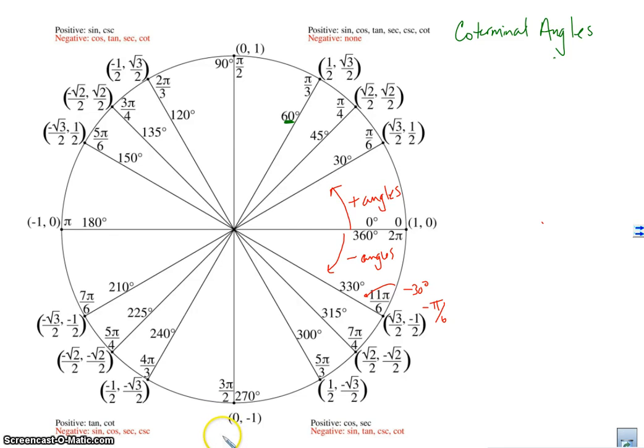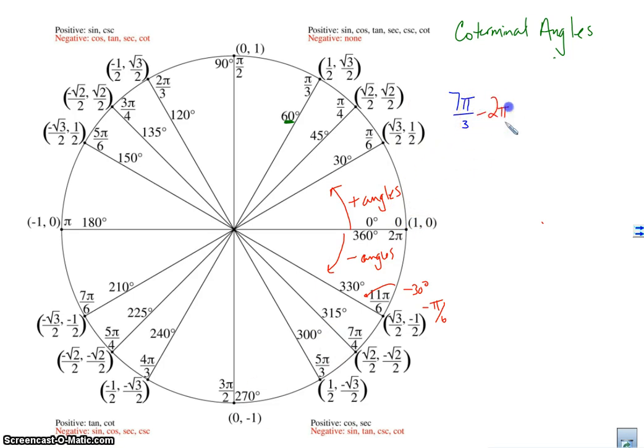So let's do 7 pi over 3. 7 pi over 3 is bigger, because the last pi over 3 before it is 5 pi over 3, so it's bigger than 2 pi, and we know that's 6 pi over 3. So what are we going to do? Well, we're going to subtract 2 pi.